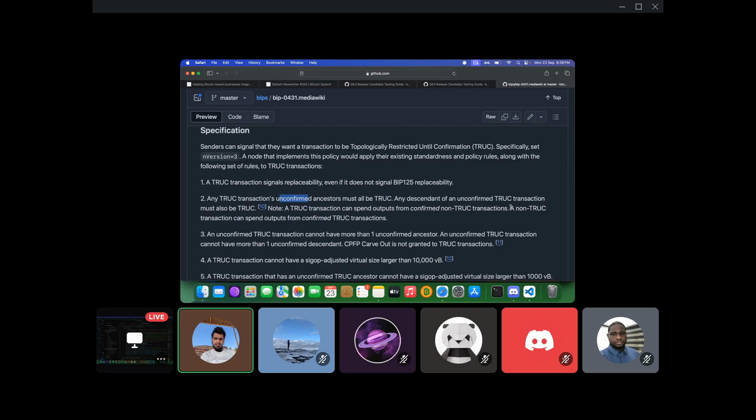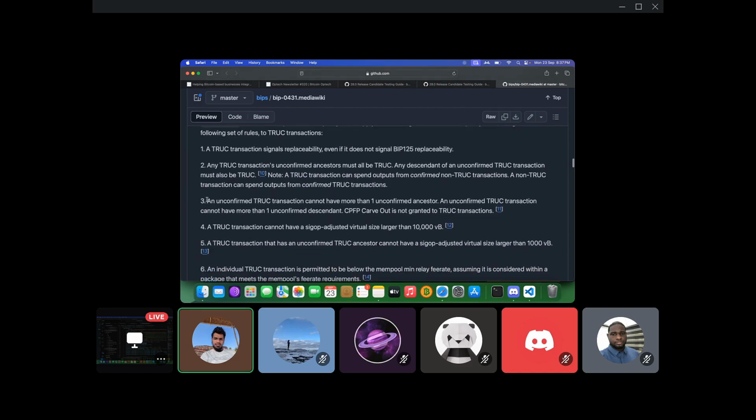Same goes for descendants. A truck transaction can only have unconfirmed truck descendants, but a non-truck transaction can spend outputs from confirmed truck transactions. So a non-truck transaction can spend outputs from confirmed truck transactions. So a truck transaction which is not yet confirmed can spend outputs from a truck transaction which is confirmed.